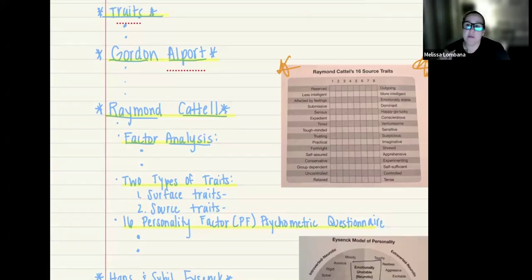Basically it means that reserved and outgoing, for example, are kind of in a cluster. In a personality test, you'll see that they have a bunch of questions that are related to those items, right? Then they cluster them together and get an analysis of that.